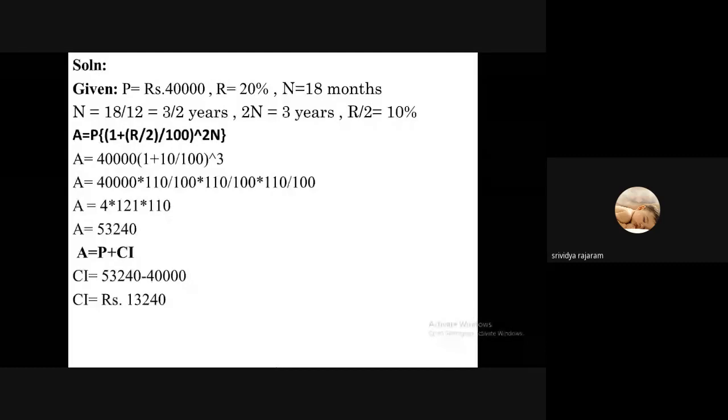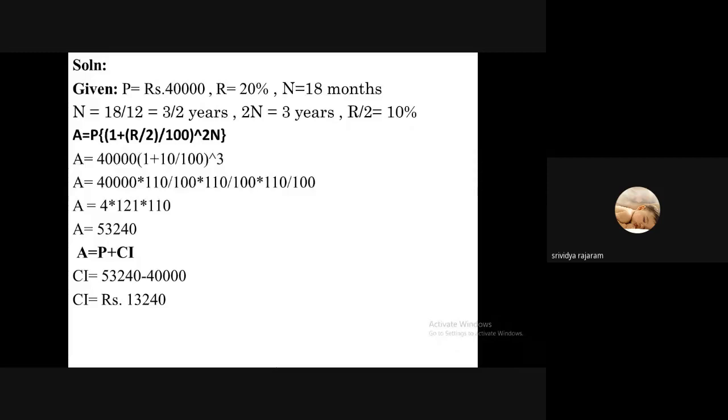Now, on substituting the values, what is the formula? A is equal to P into 1 plus R by 2 by 100, whole power 2N. They are asking us to find the compound interest, so we don't know the value of A. First we'll calculate the value of A. P is given as 40,000 into 1 plus rate R by 2, which we calculated as 10, so 10 by 100, whole power 2N, which we calculated as 3. On taking LCM, we get 110 by 100 power 3. So multiplying it thrice: 40,000 into 110 by 100 into 110 by 100 into 110 by 100.